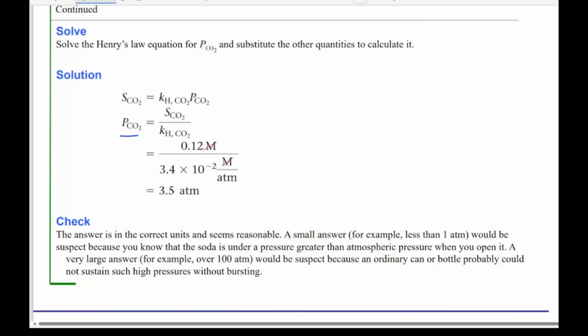We see here that the partial pressure of CO2 is equal to the solubility divided by the Henry's law constant. The solubility is 0.12 molar and the Henry's law constant from the table is 3.4 times 10 to the minus 2 molar per atmosphere. So molarity cancels, atmosphere comes back to the top, and we're left with the pressure of 3.5 atmospheres.